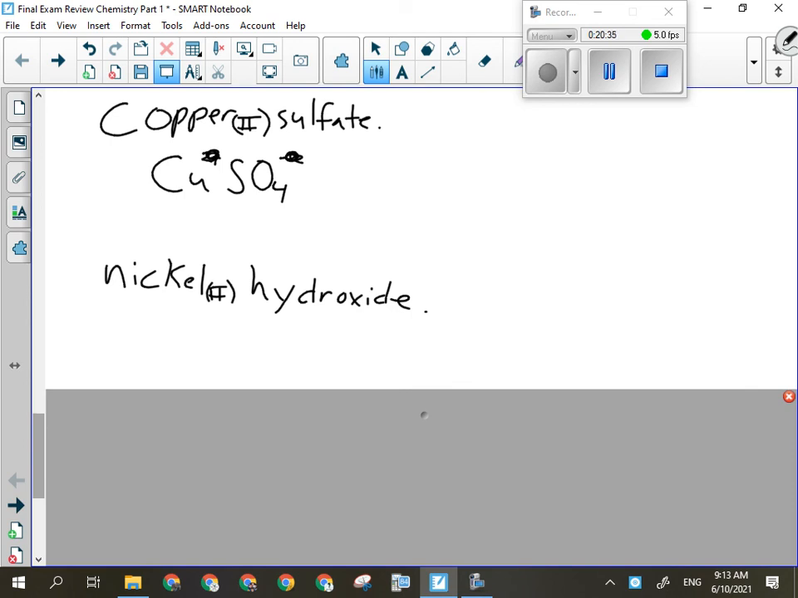So nickel 2 hydroxide. Nickel is Ni. The Roman numeral is telling me the charge on nickel is 2+. Hydroxide is OH, and it has a -1 charge. So when I drop and swap, I don't want to do this, because if I do that, it says there's 1 nitrogen, 1 oxygen, and 2 hydrogens. I want there to be 2 hydroxides, because that's really what's happening here. And so that's when I use the brackets.